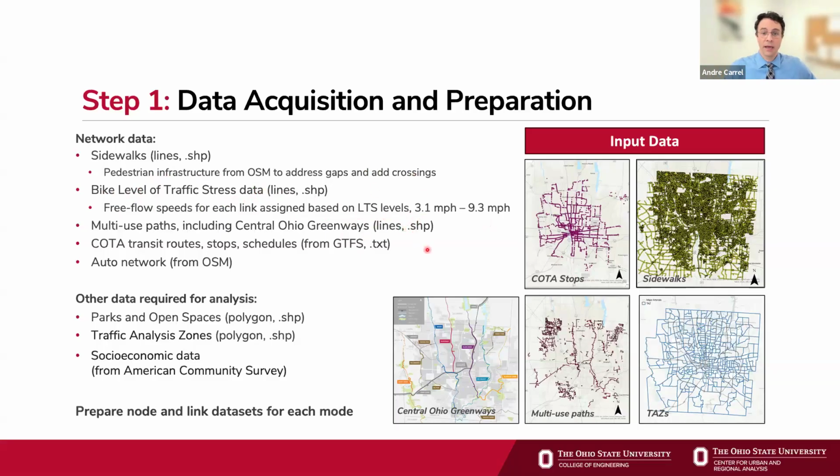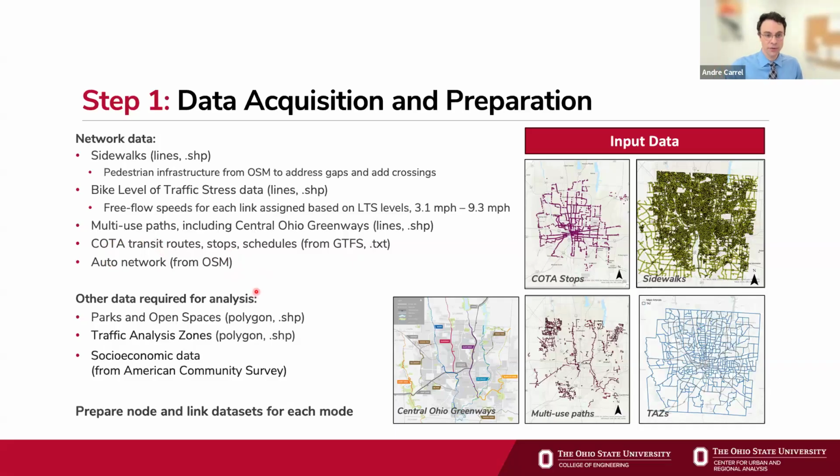Then we have a set of multi-use paths, including the Central Ohio Greenways. Something that we're very proud of here in Central Ohio is that we have an extensive multi-use path system around the city that connects throughout the city. We can see a little map down here of the Central Ohio Greenways, both the existing and the projected ones. Then we got transit data. Of course, this is about multimodal accessibility, and transit is a big part of that. So we obtained the most recent GTFS files from our Central Ohio Transit Authority, as well as the auto network, which is data that comes from OpenStreetMap.